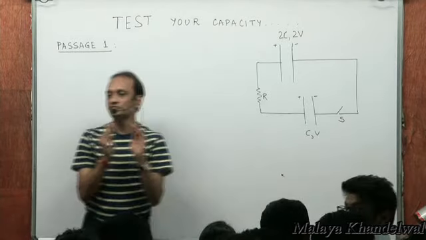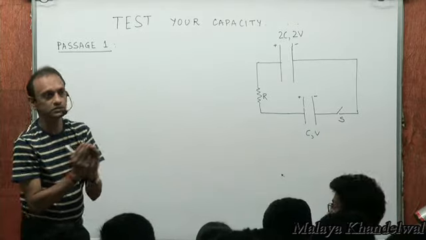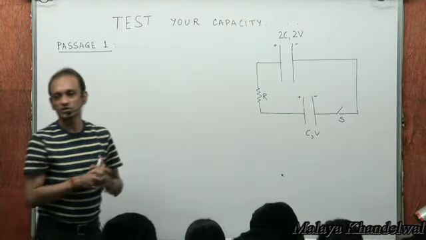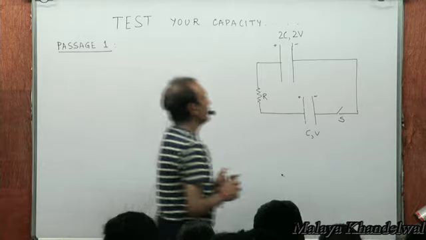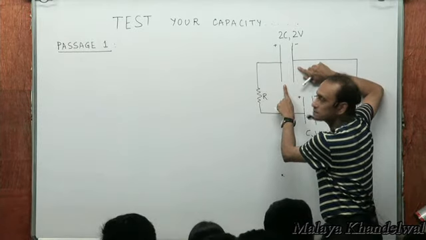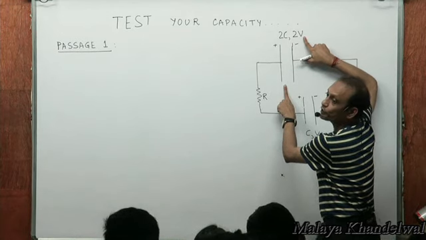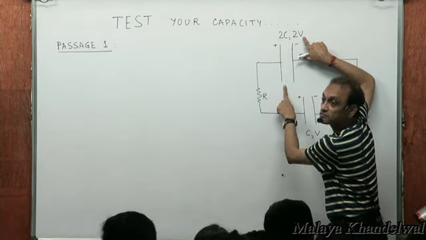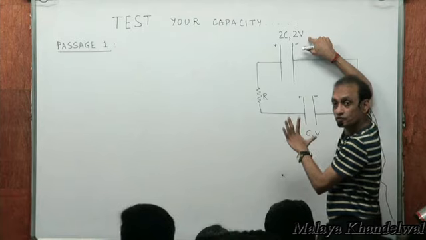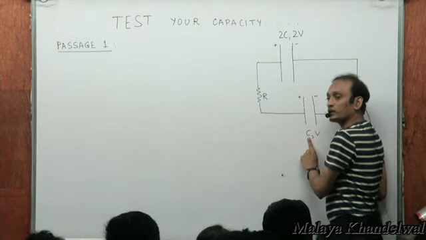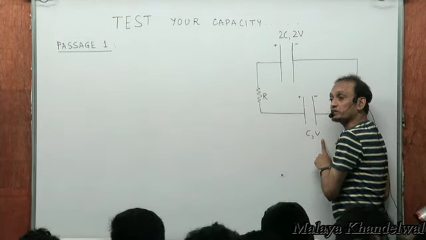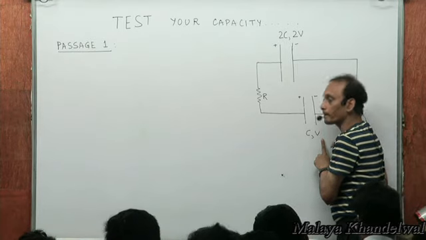So the first set of problems is based on this situation where you have a capacitor of capacitance 2C charged to a potential difference of 2V volts, and another capacitor C charged to a potential difference of V volts, right?